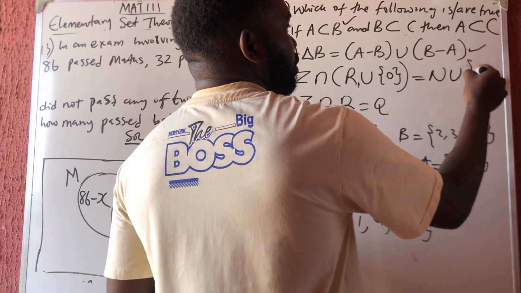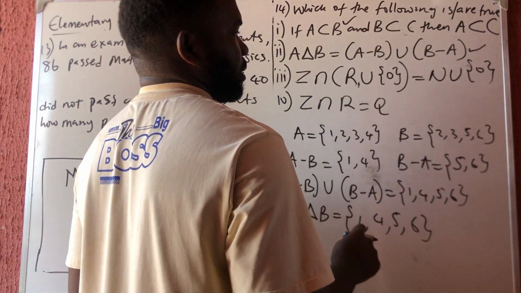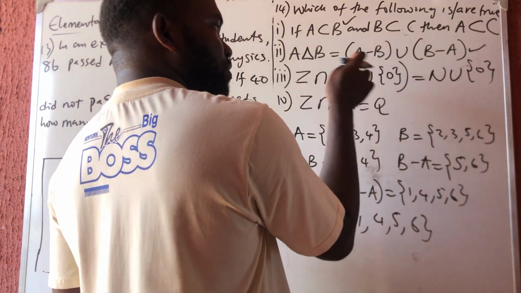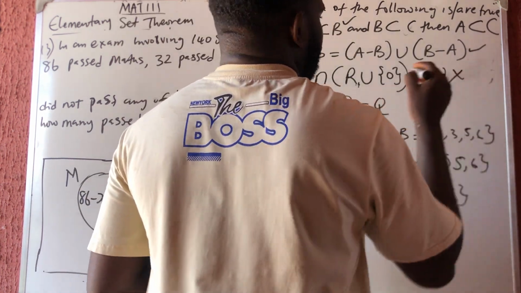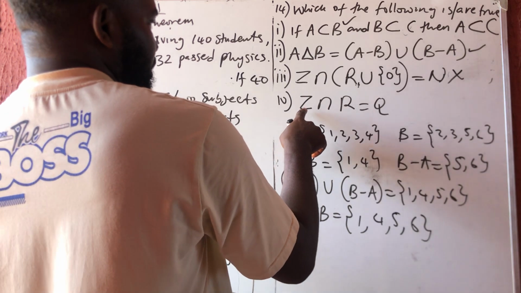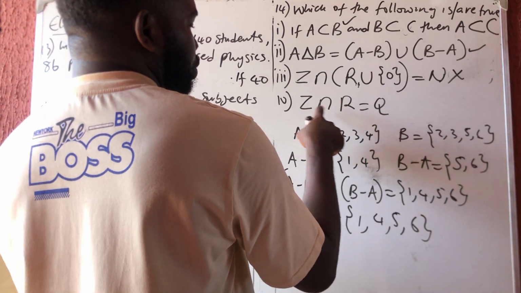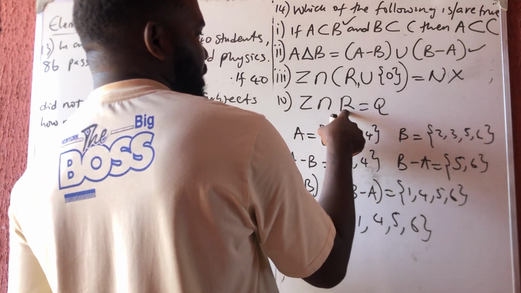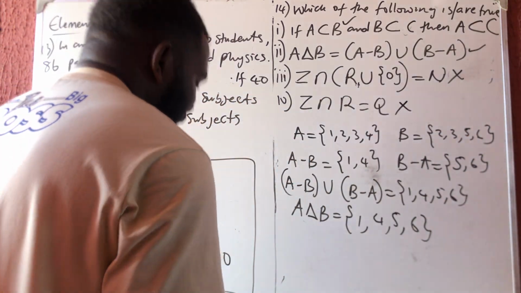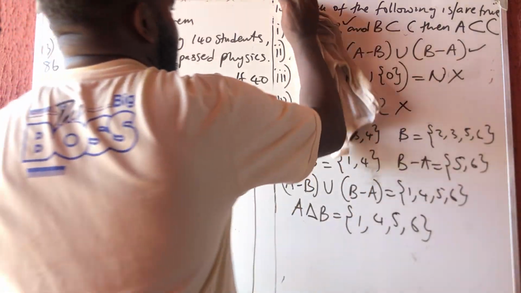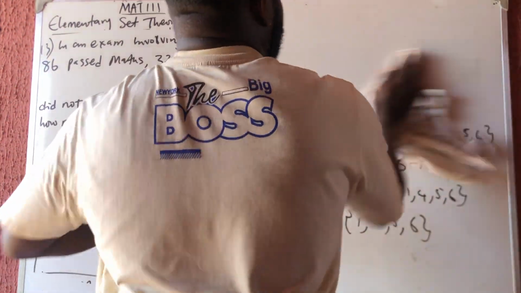It's supposed to be the natural numbers union 0. Then it is correct, because 0 is here, 0 is here, so 0 is part of their intersection. So this one is not correct. Now, Z intersection R. I told you the intersection of a small set and a big set is the small one. So this one is not correct either. So I and II are the correct answers.